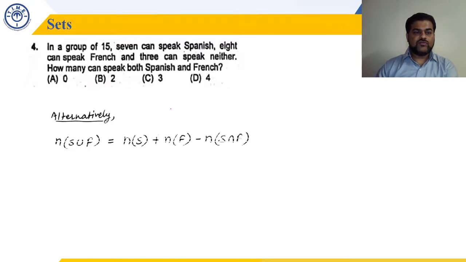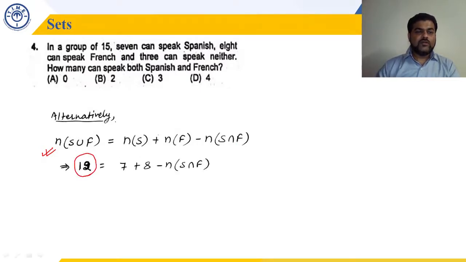Let's look at an alternative approach of solving the same question. So we have learned this property: number of elements in S union F will be number of elements in S plus number of elements in F minus number of elements in S intersection F. This is 12. Why is this 12? Because out of 15, there are 3 people who speak neither of the languages. That means there are 15 minus 3, which is 12 people who speak either Spanish or French. So N of S union F, S is for Spanish, F is for French, that union will be 12.